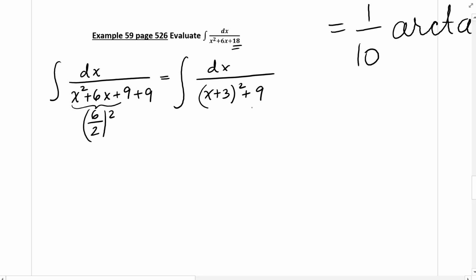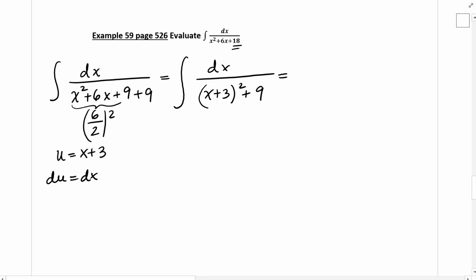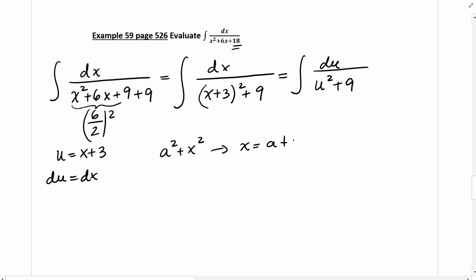So what do we do in this case? Well, let's use substitution. So u equals x plus 3. And du is going to be dx. So our integral now is going to be du over u squared plus 9. So now we see that this relation from the bottom, it's actually one of the trigonometric substitutions. And the trigonometric substitution was a squared plus x squared. And we used x equals a tangent of theta.